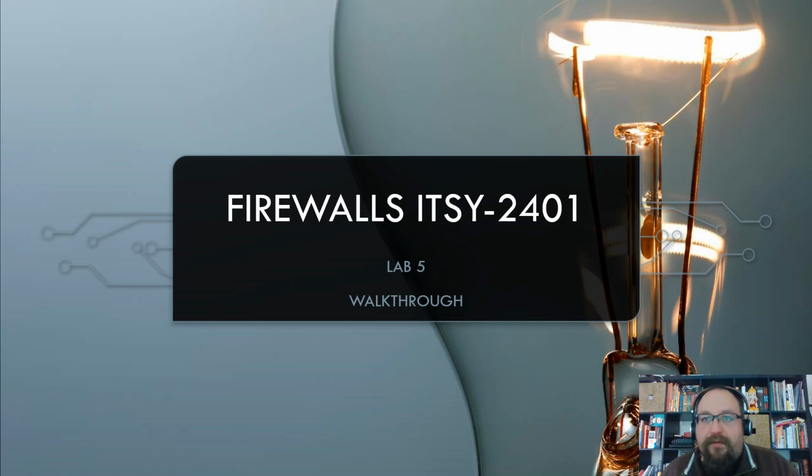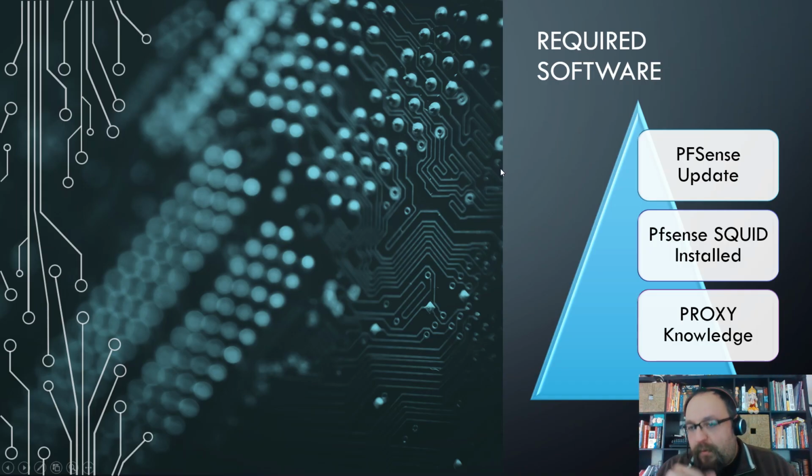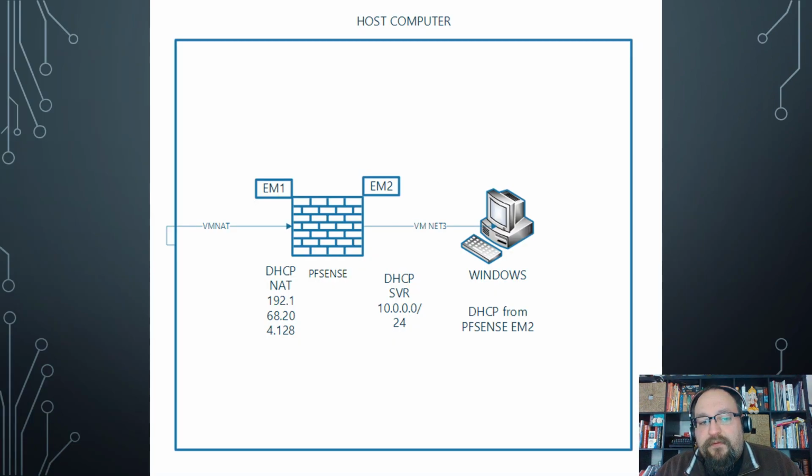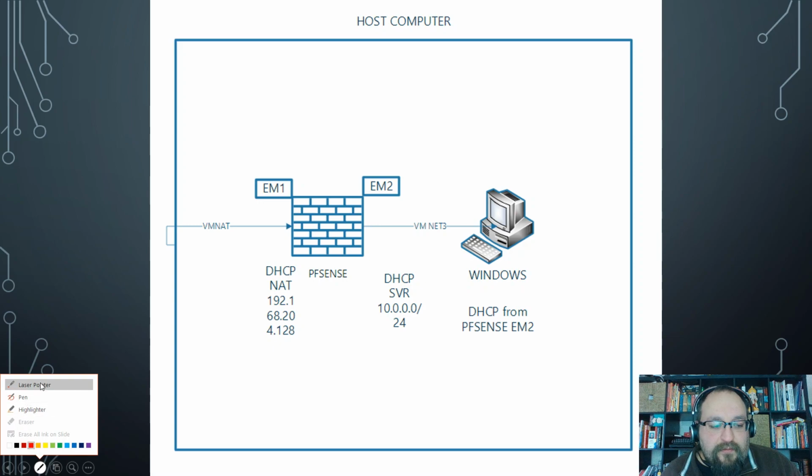So the first thing we want to do is talk about what we're going to need. We're going to need to make sure our pfSense is still updated prior to pfSense Lab 4. It should have been when we did the Squid proxy. We're going to use Squid exclusively in this lab, and we're going to install Squid if it's not already installed, and you should have some proxy knowledge of what a proxy does. So for our main point here, let's pull out my little laser pointer.